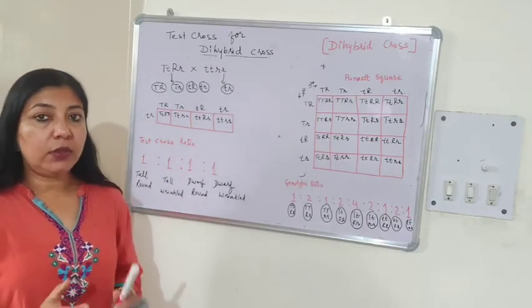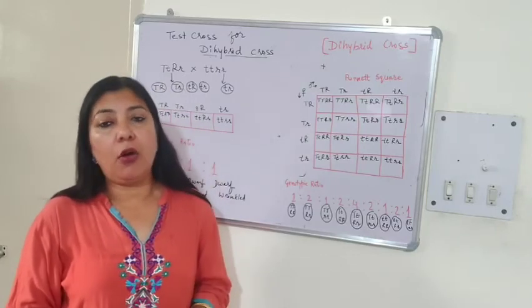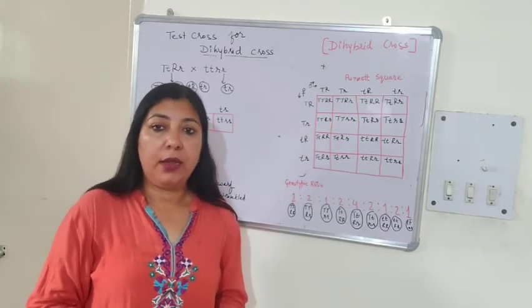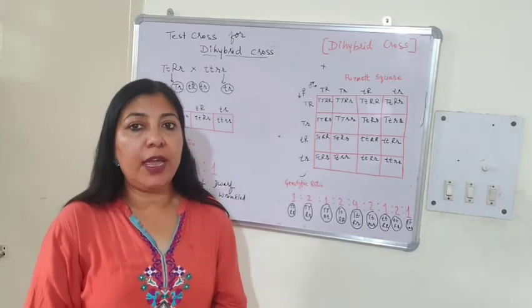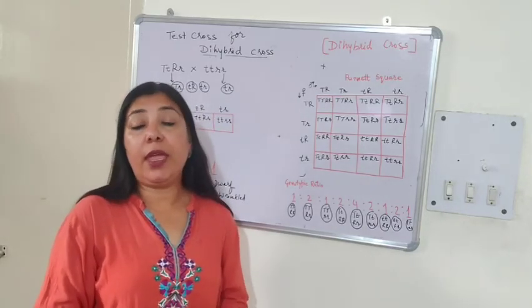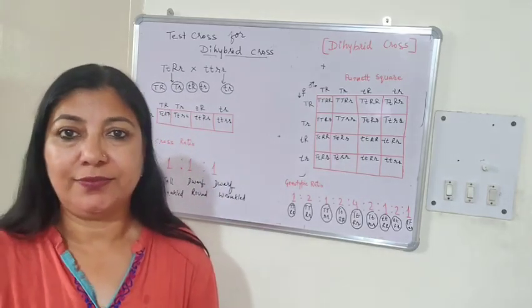Okay. So, with this, we have studied the dihybrid cross and the law of independent assortment. In next class, we will be studying about chromosomal theory of inheritance and some exceptions for law of independent assortment. Thank you.